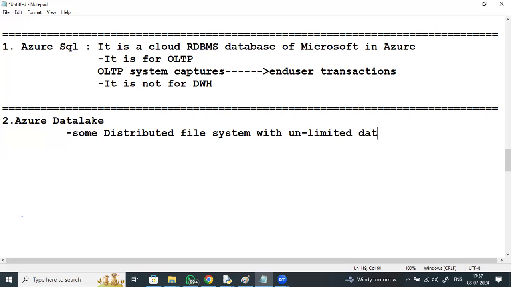Unlimited data storage in the cloud. Some distributed file system with unlimited data storage in the cloud. Generally, if you've got knowledge of Hadoop, we say Hadoop Distributed File System, that is an on-premises DFS. On-premises, we use that distributed file system.